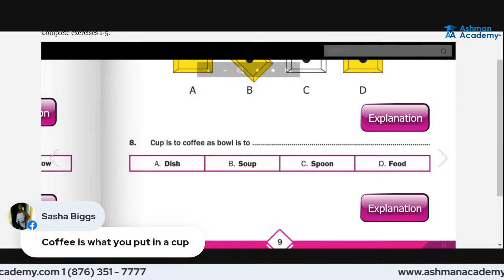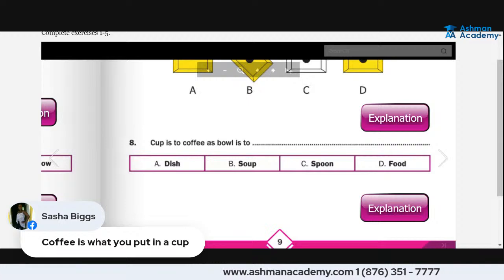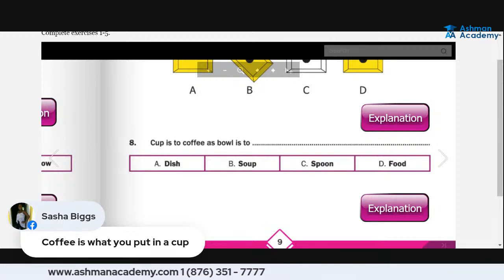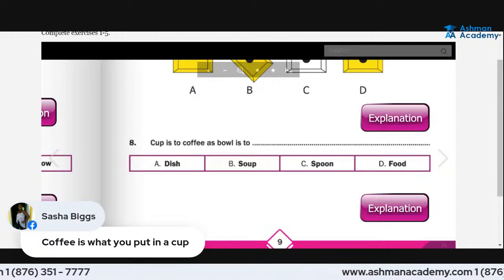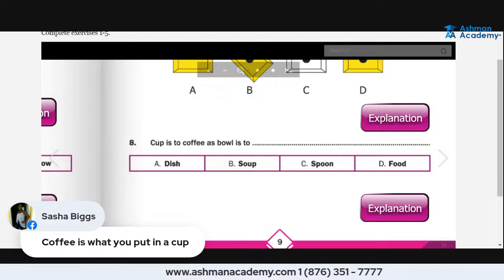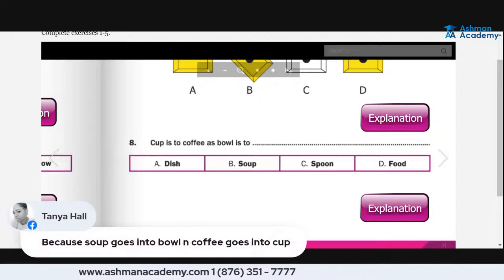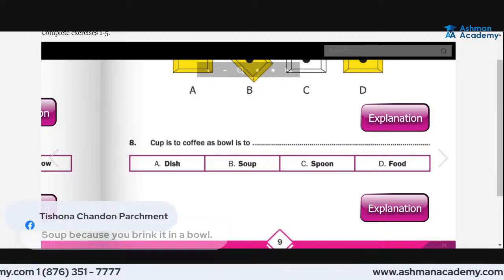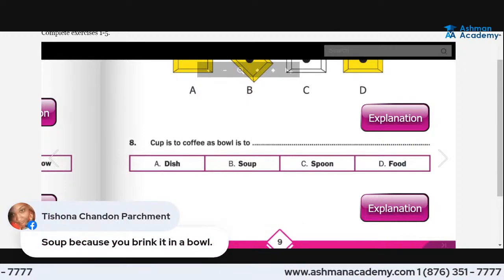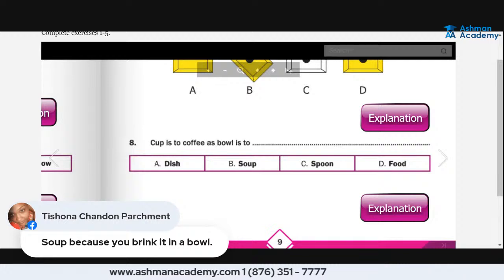Awesomeness. All right. Now, guys, so you drink coffee out of a cup. Now, what do you drink soup out of? So once you work out the one side of the analogy, then you can find the other side. So you drink coffee out of a cup, and then soup is drunk out of a bowl. So the answer is soup, because you drink it in a bowl. Tishona, I know you mean drink.